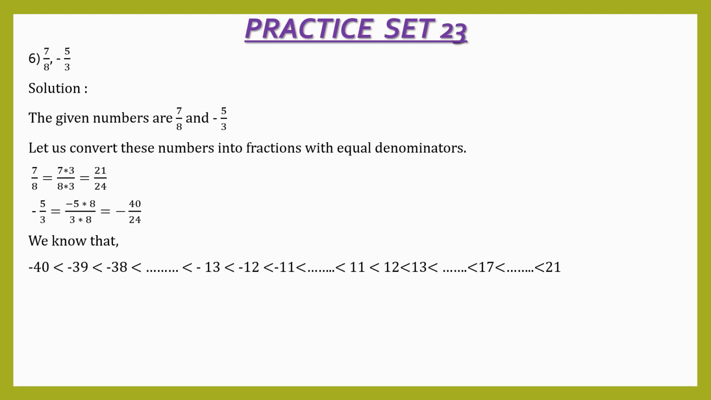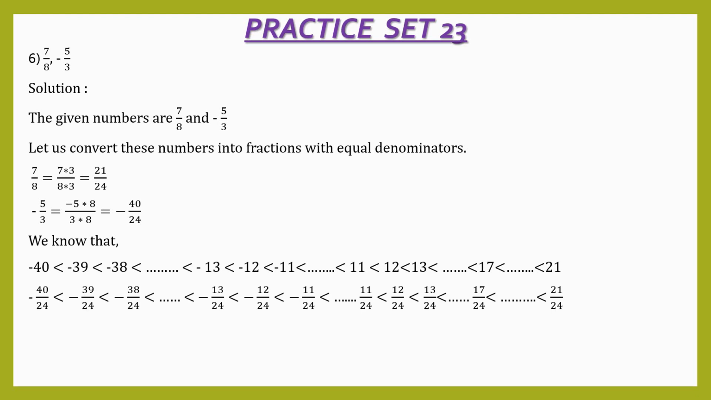Now we are going to divide all these numbers by 24. So we have minus 40 upon 24 is less than minus 39 upon 24, which is less than minus 38 upon 24. It goes on to which is less than minus 12 upon 24, which is less than minus 11 upon 24. That goes on to less than 11 upon 24, which is less than 12 upon 24, that is less than 13 upon 24, which goes on to which is less than 17 upon 24, and that also goes on to which is less than 21 upon 24. So there are many numbers which lie between minus 40 upon 24 and 21 upon 24. We can pick up any three rational numbers.